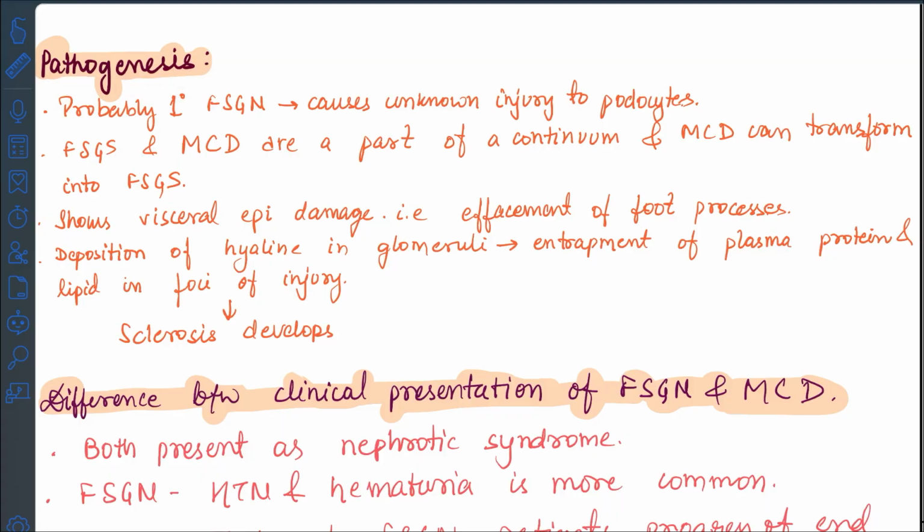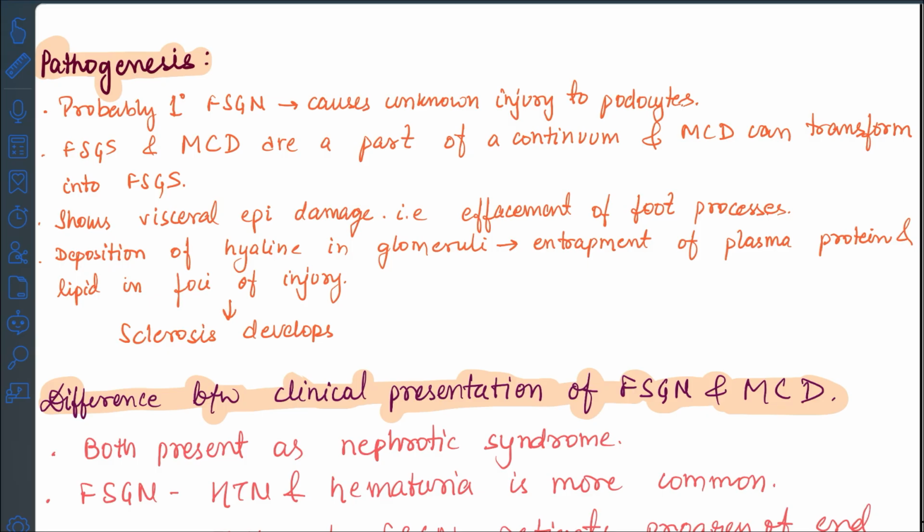Moving forward with the pathogenesis of focal segmental glomerulosclerosis, the cause of primary FSGS is unknown. There is injury to the podocytes, the visceral epithelial cells of the glomerulus. FSGS and MCD are a part of a continuum, and MCD can transform into FSGS. MCD ये कुछ टाइम के बाद ट्रांसफॉर्म कर जाता है FSGS में. So that's why we are saying that MCD and FSGS are a part of continuum.